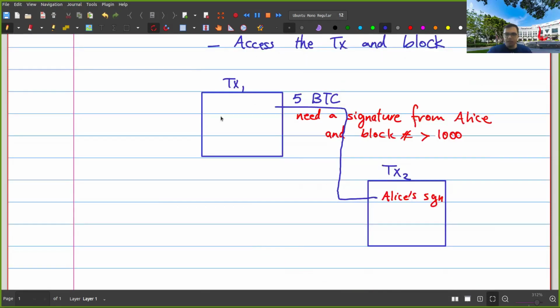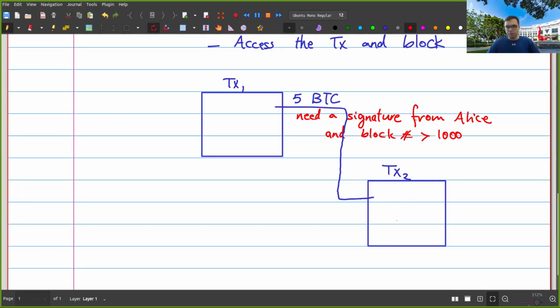So here I was a little bit hand wavy. I just said that this output needs a signature from Alice, but a signature on what exactly? If there is another transaction that is using this output, of course, I want to make sure that Alice is agreeing to spend this money, right? Because my intuition is that this money belongs to Alice. So I want a signature from Alice to make sure that Alice actually agrees with this transaction.